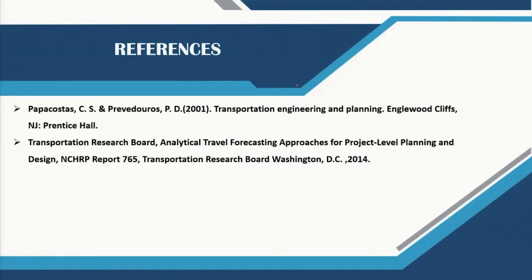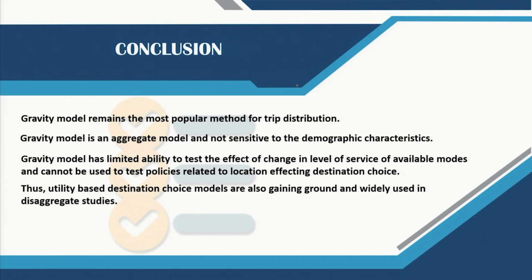So these are the references you can study. To conclude, the gravity model remains the most popular method for trip distribution. The gravity model is an aggregate model and not sensitive to demographic characteristics. So if I need to make a model which is sensitive to socioeconomic and other demographic characteristics, in that case I have to develop a destination choice model which is utility based. The gravity model has limited ability to test the effect of change in level of service of available modes and cannot be used to test policies related to location affecting destination choice. So this is one limitation of the gravity model, and utility based destination choice models are also gaining ground and widely used in disaggregate studies.